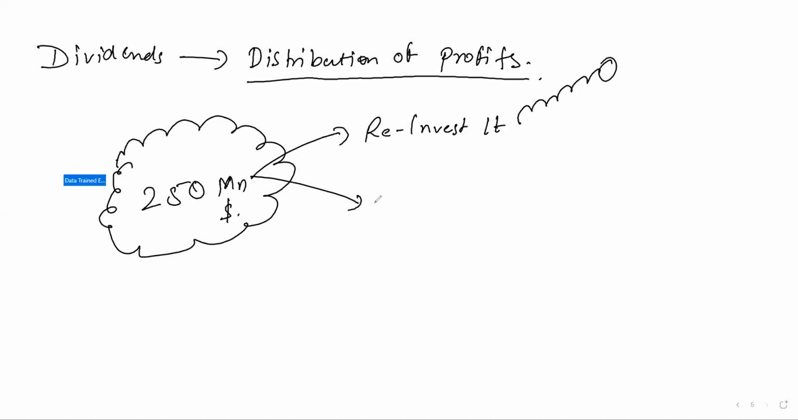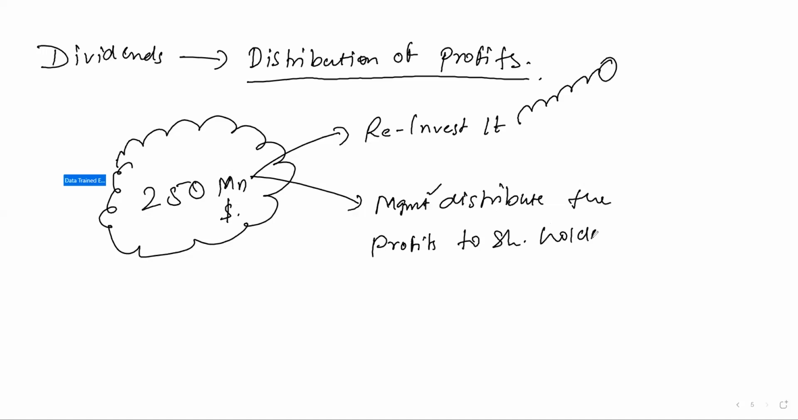The next thing that you can do is take this profit out of the company and use it for personal use. So when management plans to distribute the profits to shareholders, why? Because shareholders being the ultimate owners of the company, they come up with dividends, they announce dividends.